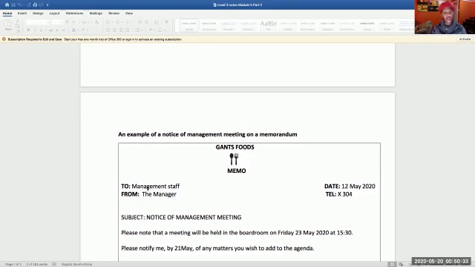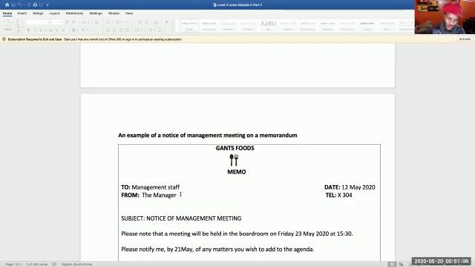On the left-hand side, you will have information that tells us who we are writing this memo to. So we are writing the memo to management staff. And where does this memo come from? From the manager. Remember, he's the one who signs. So from the manager. If information is not written anywhere about the manager, or perhaps you are given instruction that you should be the one who's writing the notice and agenda, then that is where you will be writing your name here, okay? You'll be writing from the manager or from whoever, okay?